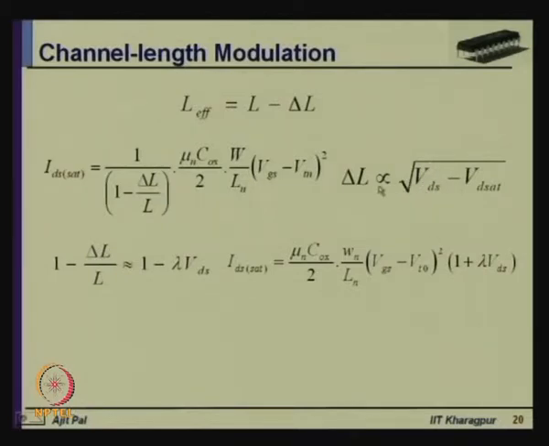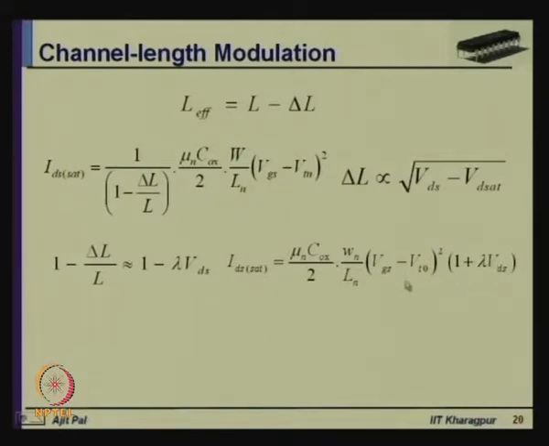When the drain voltage is large, only then this reduction occurs, and this change, 1 minus delta L by L, can be represented by 1 minus lambda VDS, where lambda is known as the channel length modulation coefficient. So, we can now express IDS in terms of this lambda, and it becomes mu n COX by 2 Wn by Ln into (Vgs minus Vt) square into (1 plus lambda Vds). So, you can see here it is no longer 1, it is 1 plus lambda Vds.